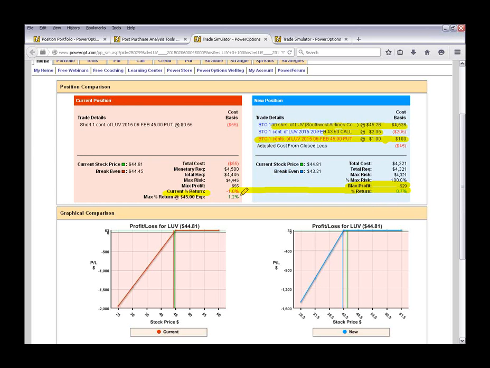However, we saw that the naked put, by simply buying to close our 45 put for the $1 roughly, and then selling to open the February, same expiration, 20th of February, 43.5 put, would take in 90 cents instead of 70 cents time value, so it would give us a 1% yield rather than the 0.7% yield.